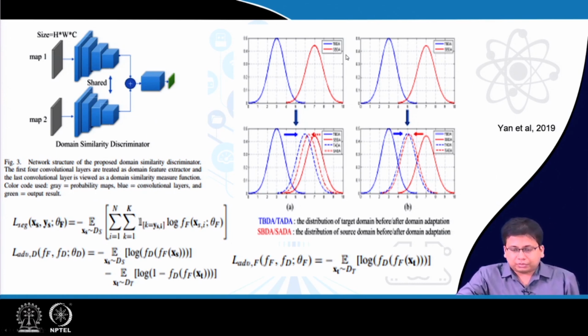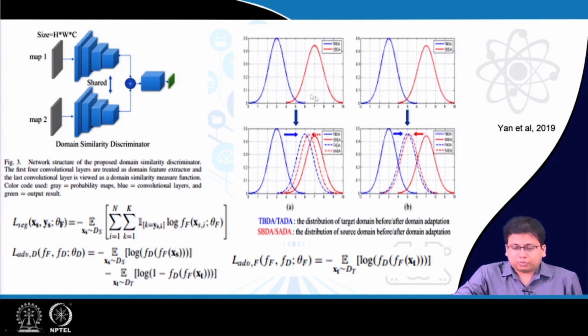So the basic idea behind this approach is, let us say there are 2 distributions of the features. For example, assume that the features are just one dimension. In the source domain, this is what the feature distribution looks like, and in the target domain this is how it looks. So clearly there is some mismatch between them.